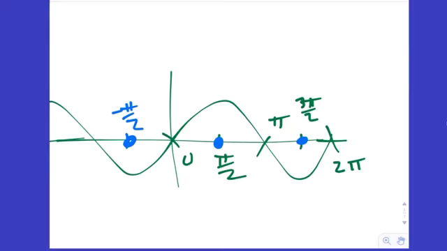Stop me when the slope is the greatest, most positive slope. It starts at 0 at negative pi halves. As I go to the right, they're getting bigger, bigger, bigger. And then right there, I have a maximum slope. And the maximum slope ends up being 1 because after that, my slopes are decreasing back towards 0.